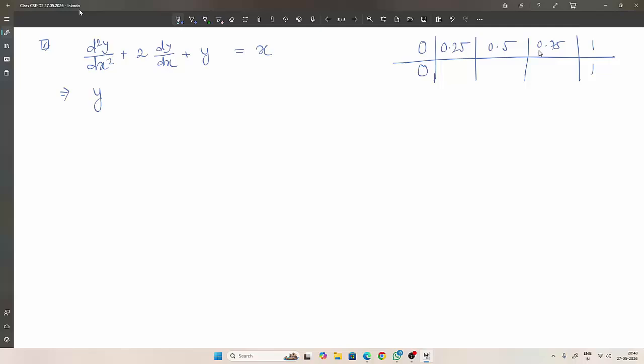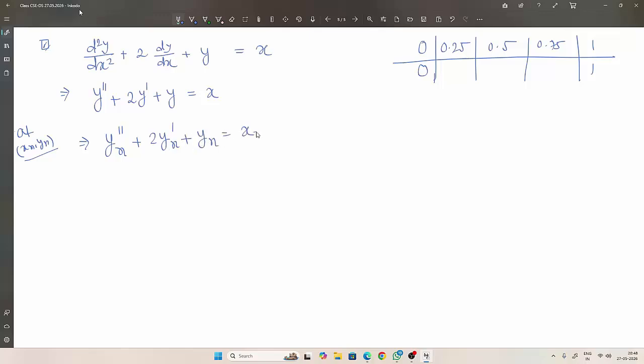That may be different, not always the same. That can be 0 to 2, in that case the points will change. That can be 0 to 0.4, in that case also the points will change. But it is y double prime plus, suppose, 2 into y prime plus y is equal to x. Now at the point xn, yn, this will change to yn double prime plus 2 into yn prime plus yn is equal to, the right side will be xn. Clear?